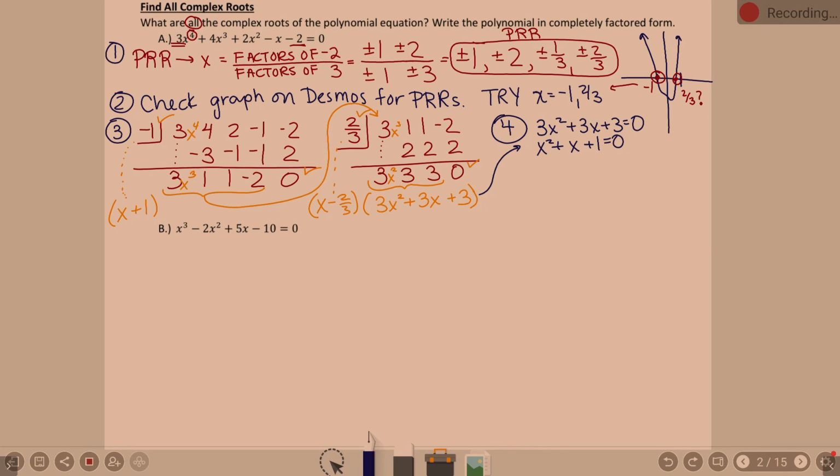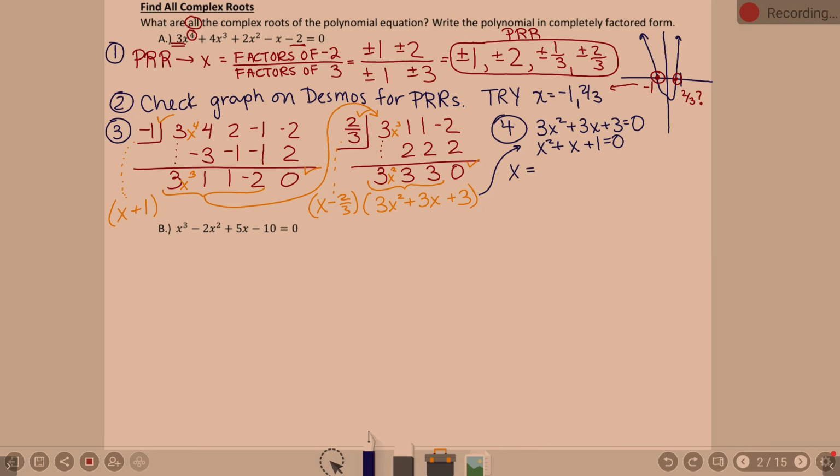Quadratic formula. They're imaginary. They're not going to be rational. They're not going to be real. So factoring's not going to work. Quadratic formula is where we have to go here. So, talk you through it.